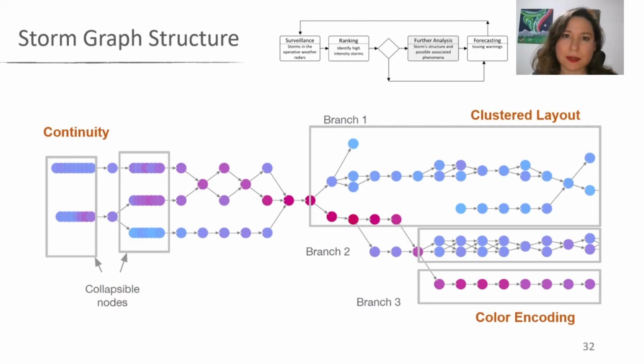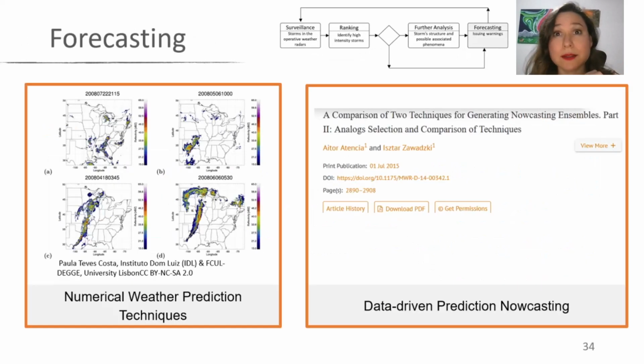After all of this analysis, to complete the task workflow, forecasters now cast and issue short-term warnings about potential severe weather events. Currently, there are 2 groups of operational techniques that can be used and combined to provide forecasters with adequate guidance for issuing short-term warnings. These are numerical prediction and, on the other hand, data-driven prediction systems, also known as nowcasting.